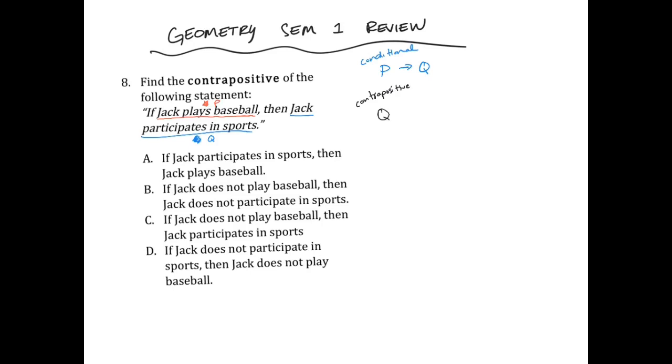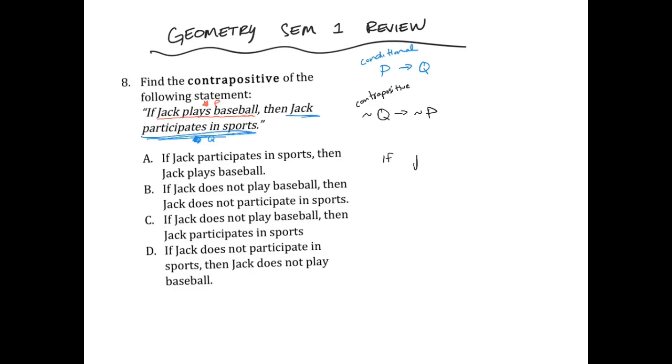It flips the Q and the P, and it also makes them the opposite. So it'll say squiggly Q and squiggly P, or if not Q, then not P. So this statement is going to be all kinds of backwards. We're going to flip the Q and the P, and we're going to make them negative. So we'll start with Jack participates in sports, but we're going to change it to the opposite. So we're going to say Jack does not participate in sports.